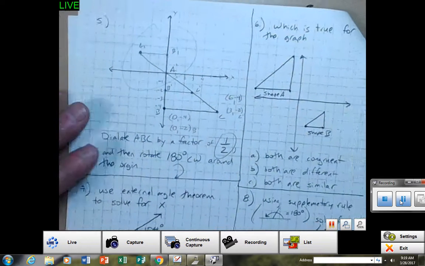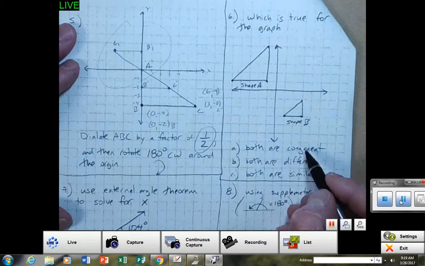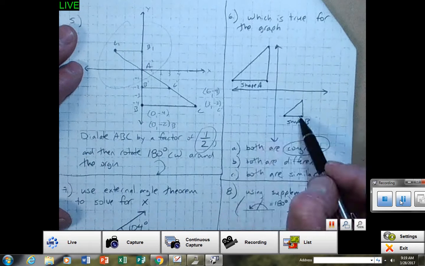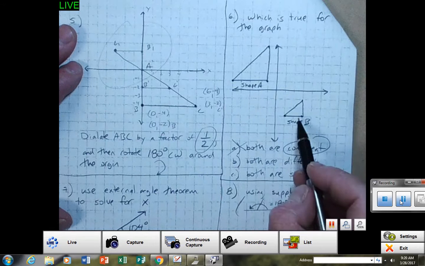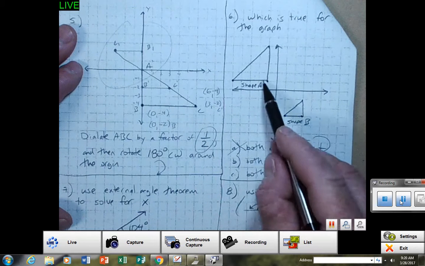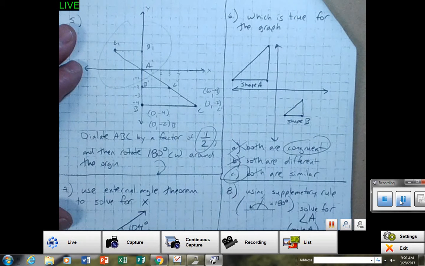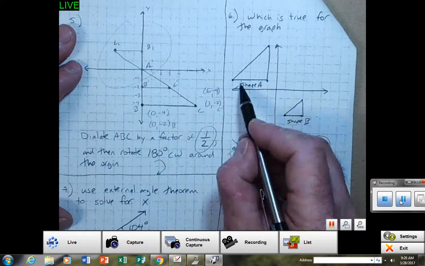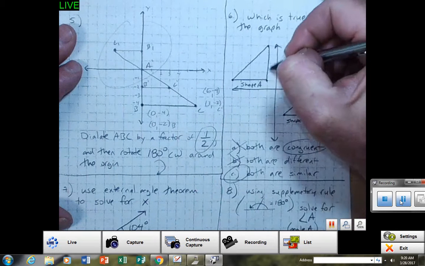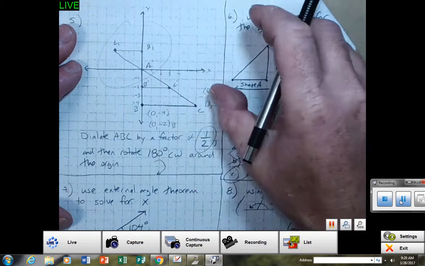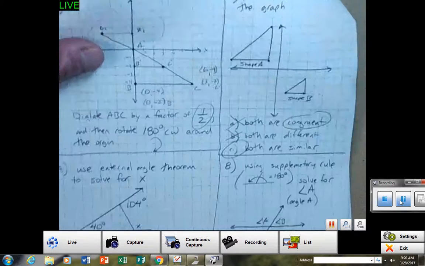Number 6, it says which is true. If I look at them, congruent means equal. These are not equal. B says different, but I'm looking at them. Yeah, they're different, but they look like they're proportionally the same, so I'm not going to choose that one. I'm going to choose C. These are similar. You can see this length is 4. This is half that, 2, I'm sorry. This is 4. This is half of that. So these are two triangles shrunken down. They are similar. All right, 7.